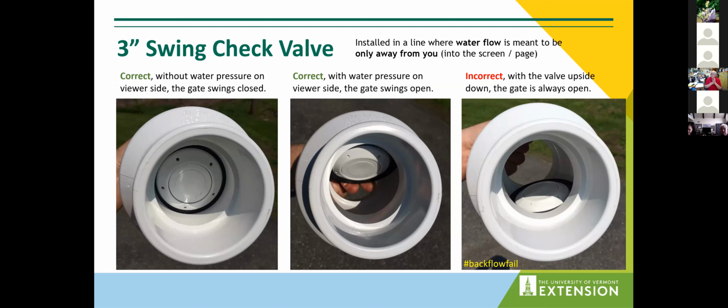So here's an example of that swing check. The picture on the left is closed, and as the water pushes against it in the center, you can see that it opens up. If you install it the wrong way, in other words, upside down, you'll see on the right, that gate always stays open. So it serves no purpose at all. It doesn't work. So when you have this type of check valve, make sure you install it right side up.